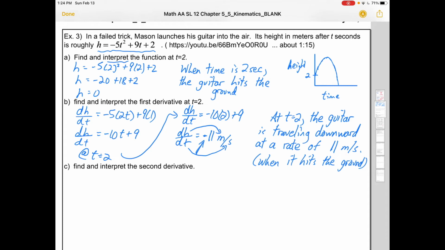Mason's guitar, hopefully you watched the video, it did not. So that's at this point right here, and that would be the slope of the tangent at that point. Find and interpret the second derivative.